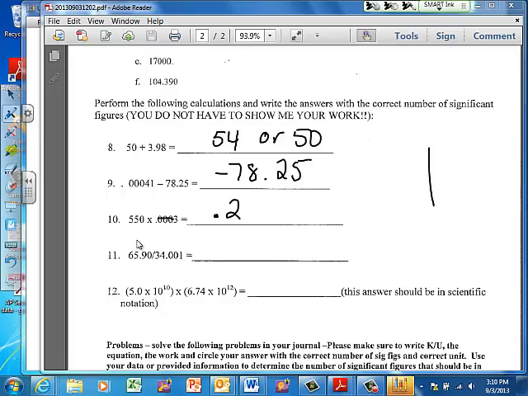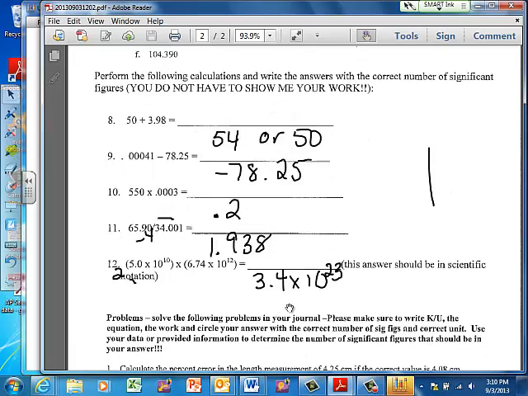Number 10, those zeros out front do not count, so it should have only been 0.2. Number 11, this one has 4 sig figs the way it's written, so this should have been 1.938. And then number 12 right here, this one again 5.0 only has 2 sig figs, so my final answer here should have been 3.4 times 10 to the 23rd.